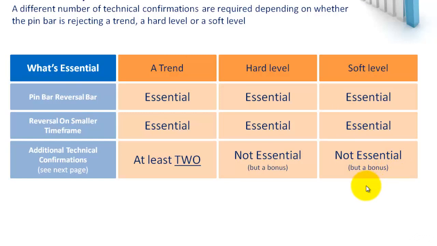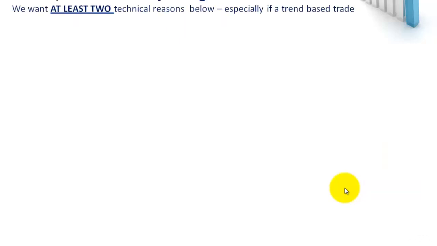You might want to add that filter yourself and say, well, providing I've got a reversal on a smaller time frame and a pin bar, I want at least two reasons, like a trend. However, from our experience, we found that just a pin bar as well as a reversal on a smaller time frame is sufficient. But when we talk about technical levels, let's show you what we mean here.